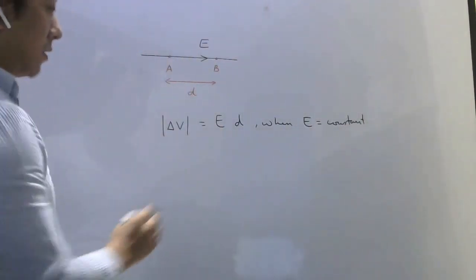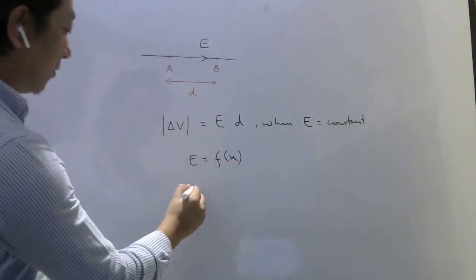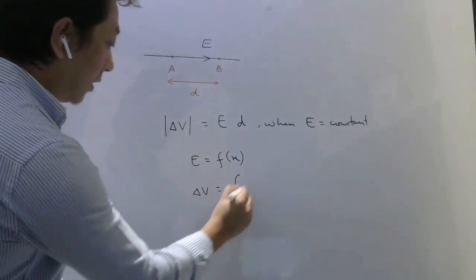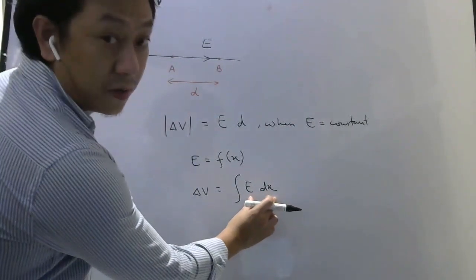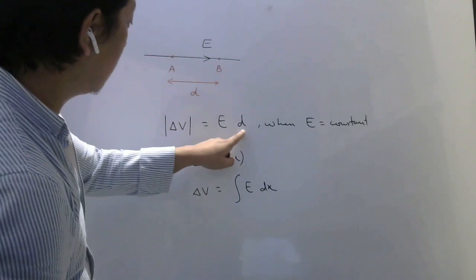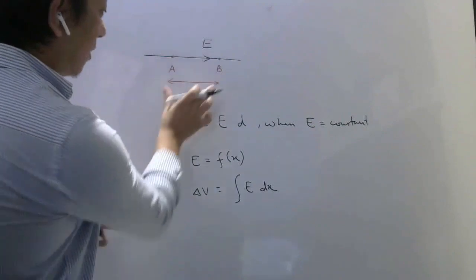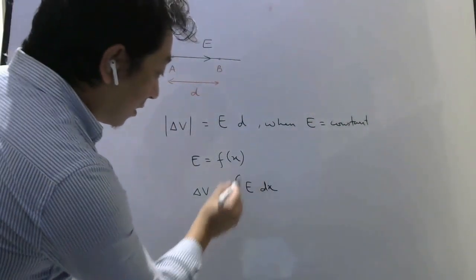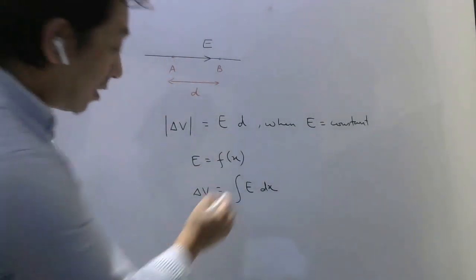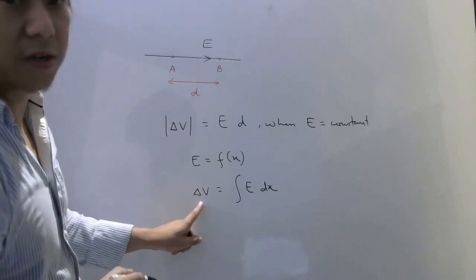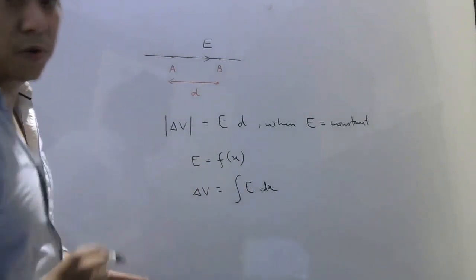If E is given as some function of position, then to find the potential difference, you have to integrate E dx. Basically you have to find the potential difference. See, this is the potential difference between A and B separated by d distance, right? So what will this be? The potential difference between 2 points separated by dx distance. This is a small potential difference. If you integrate, you will get the total potential difference.